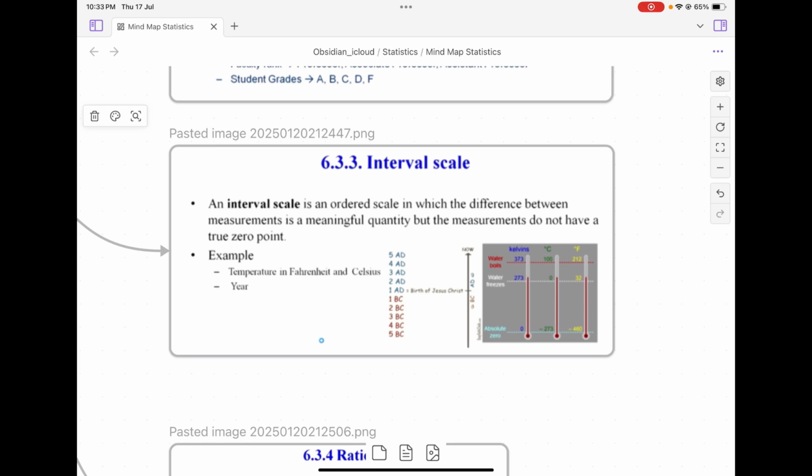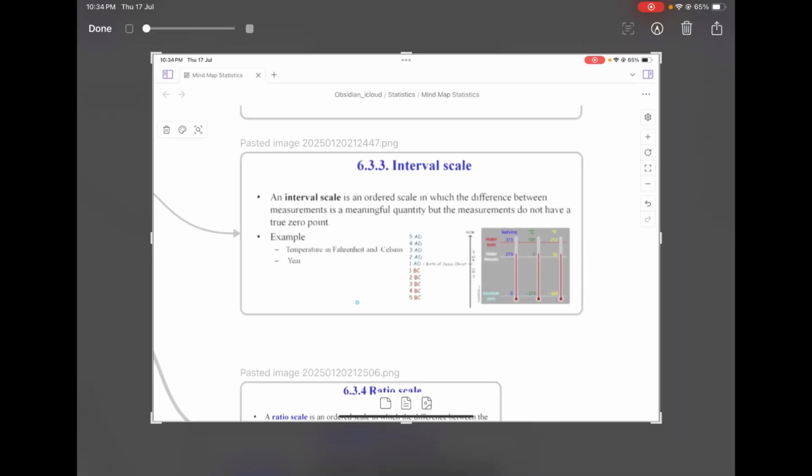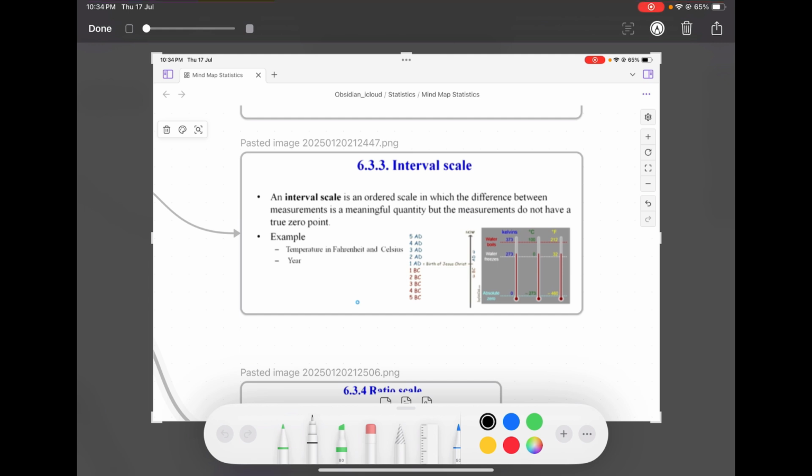Interval scale is an ordered scale. There is also a ranking between them, in which the difference between the measurements is a measurable quantity. Let us take an example, for example, year. The year is 1981 and then the year is 1985, so there can be a difference of 4 years. But what is the true bottom? You can go back to maybe 0, but you can even go back to BC. There is no true bottom. But there is a ranking, and the difference also has a meaning.